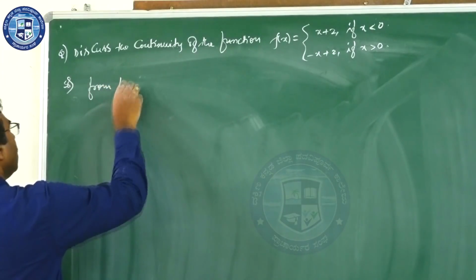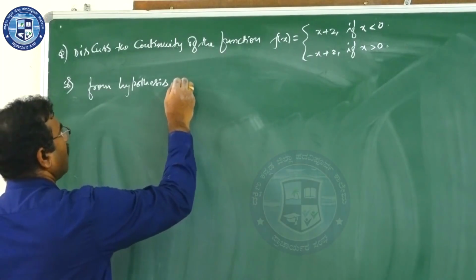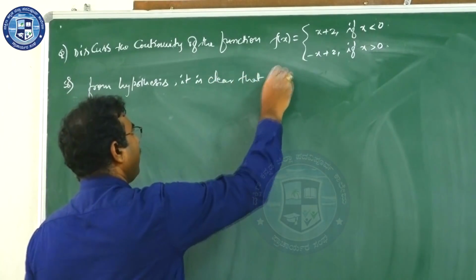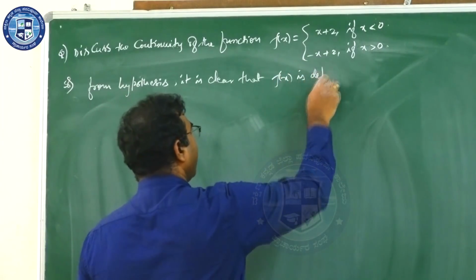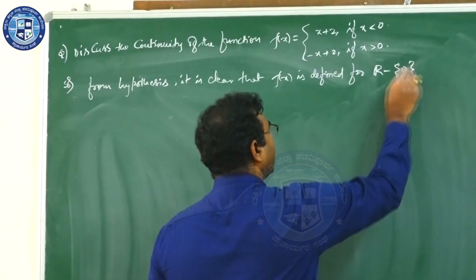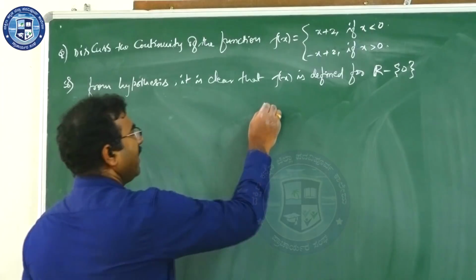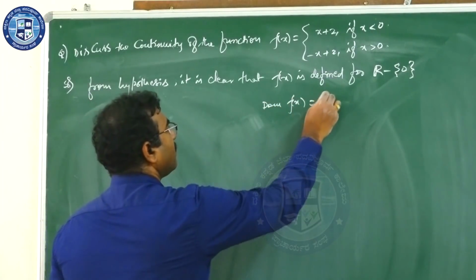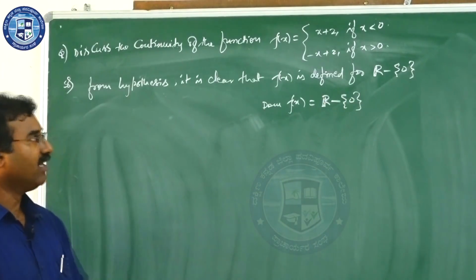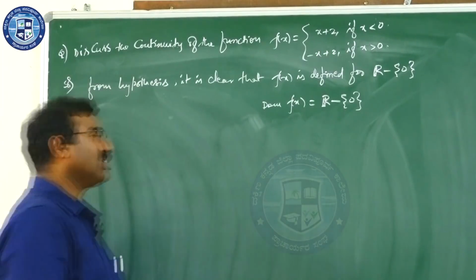From the hypothesis, that means from the given thing, it is clear that f(x) is defined for R minus singleton 0, because they did not mention anything for 0, right. So, domain of f(x) is R minus singleton 0. Now, how many cases do we have to work? Only 2 cases. One is less than 0 and another case is more than 0.